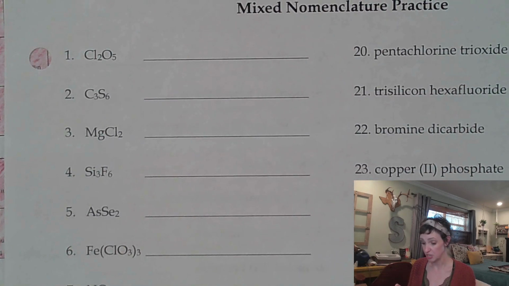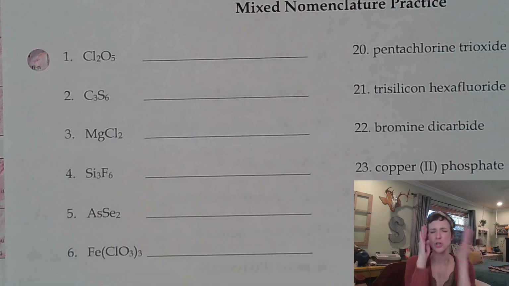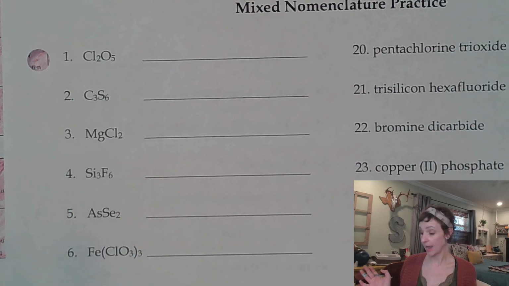The most important suggestion I could possibly give to you: you look at this page and you're like, absolutely not. This makes me want to throw up. No, you are going to want to classify each one of these in terms of whether it is ionic, covalent, or an acid. And after you have done that, then you can use your brain to only tackle one type at a time.